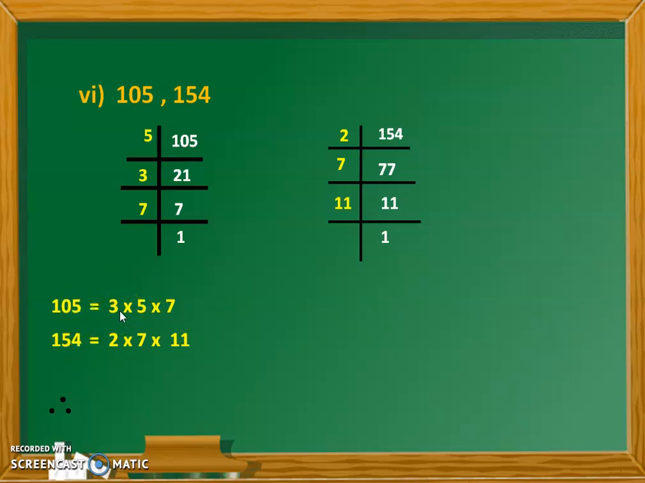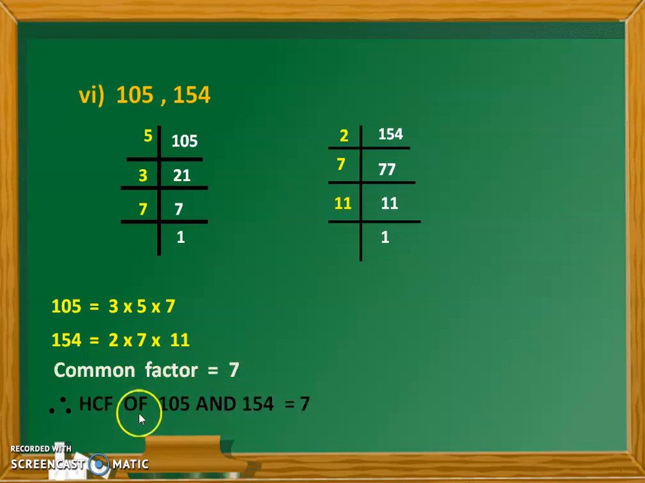So now let's start finding. Now here children, remember, I have first divided by 5 and then by 3. But when you are arranging them, always remember you are supposed to arrange them in ascending order only. So here first you will write 3, then 5, then 7. And the same way over here 2, 7 and 11. Now among these two, what is common? Here we have only 7 as common. So the common factor is 7. So what would be the HCF? Therefore, the HCF of 105 and 154 is 7.